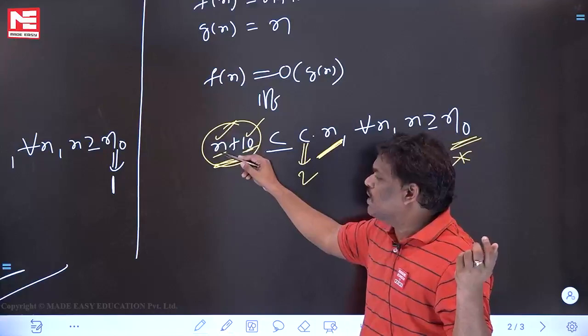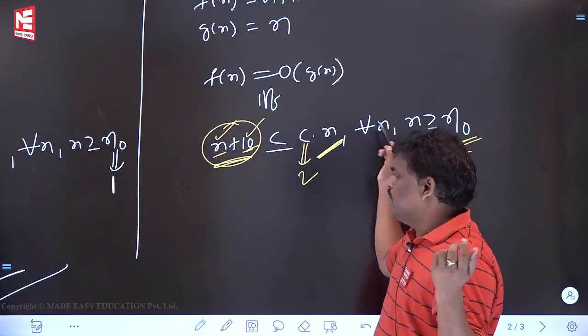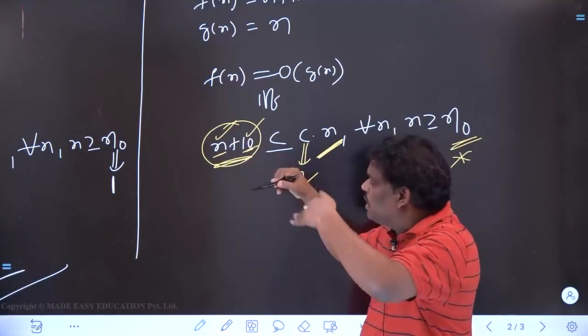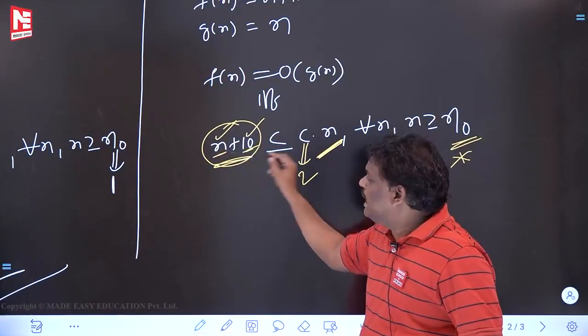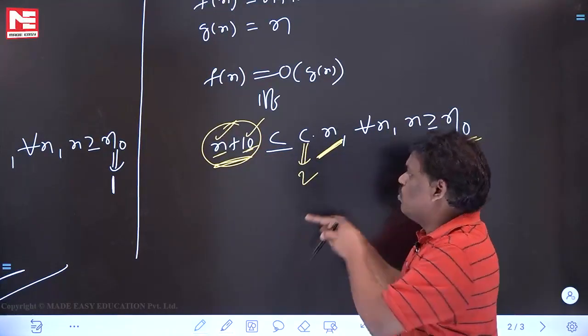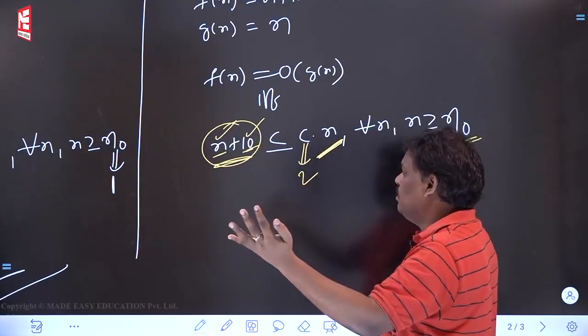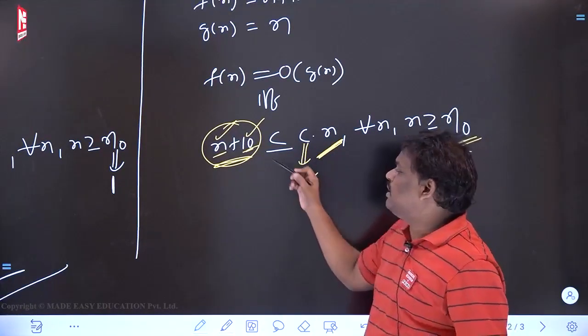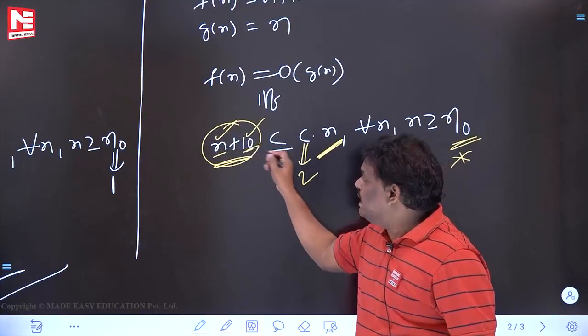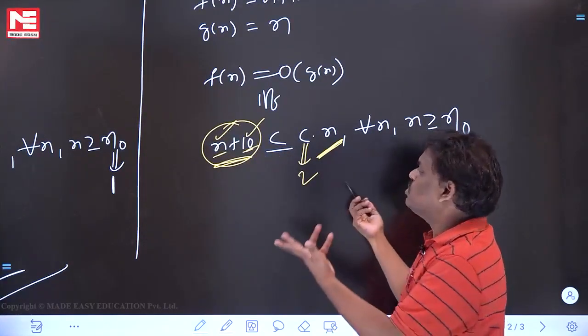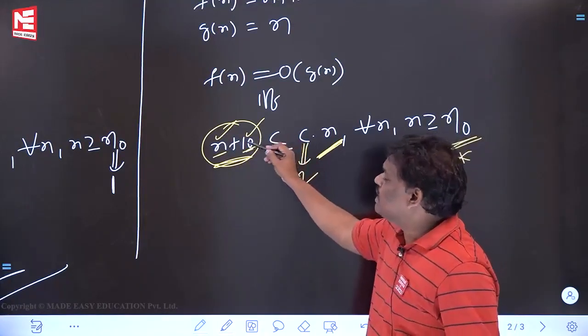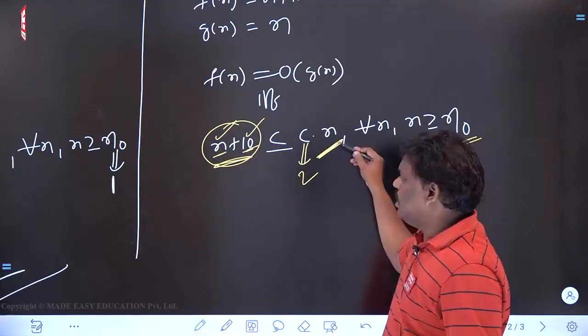N value 5, what is the answer? 15, and this will become 10. Suppose N value keeps on increasing. N value 8, it will become 18, and this will become 16, almost close. Previously there was a huge gap between these two. Now the gap has decreased because of 8. N value 8, it is 18, and 2 times 8 is 16, very little gap. Next, N value 9, the answer is 19, and this is 18, almost close.